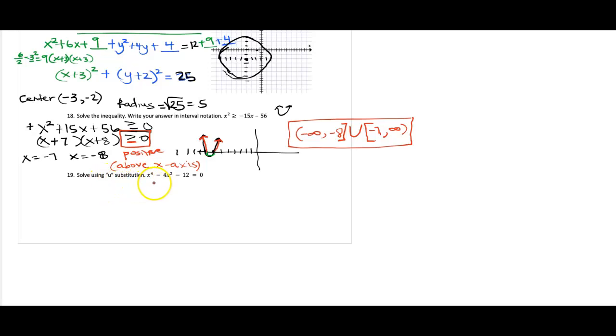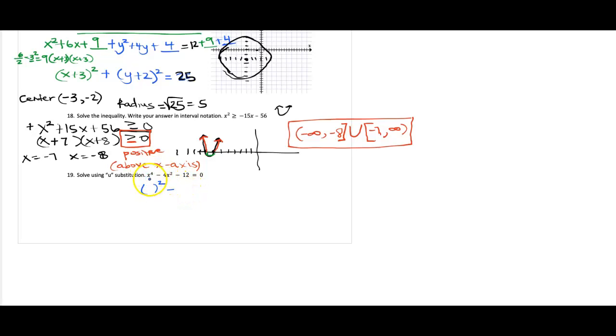Okay, so when I'm using U substitution, the first thing I do is rewrite this, because I need this to look quadratic in nature, meaning I need to have something all squared, minus something.